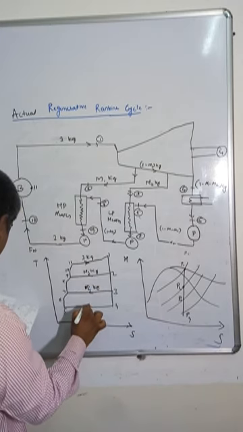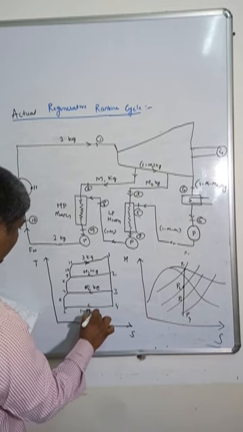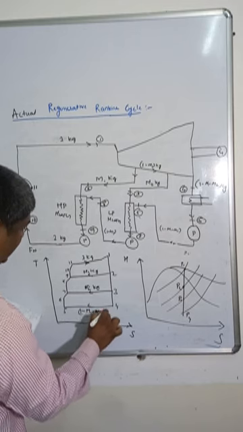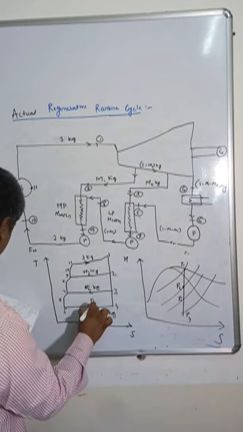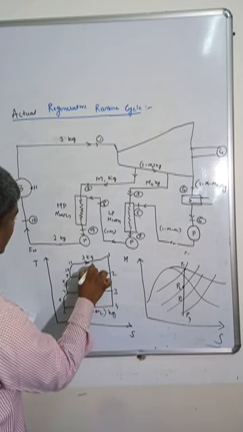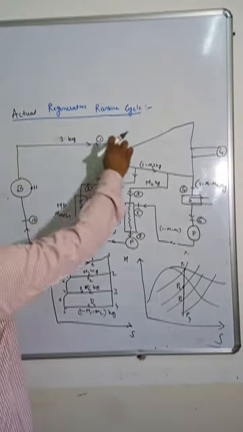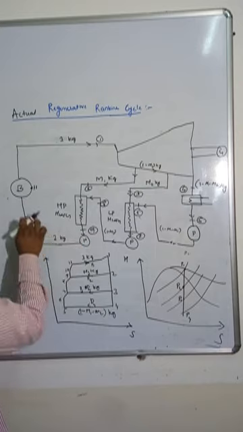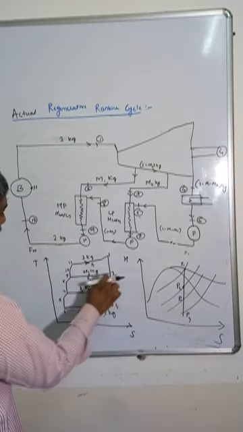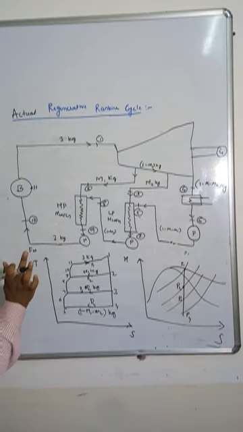M2. And here 1 minus M1 minus M2 kg. What is the pressure here? P4. Pressure is P3. Pressure is P2. Here pressure is P1. See, just look here. 1, 2, 9, 10, 11. This will complete one cycle.